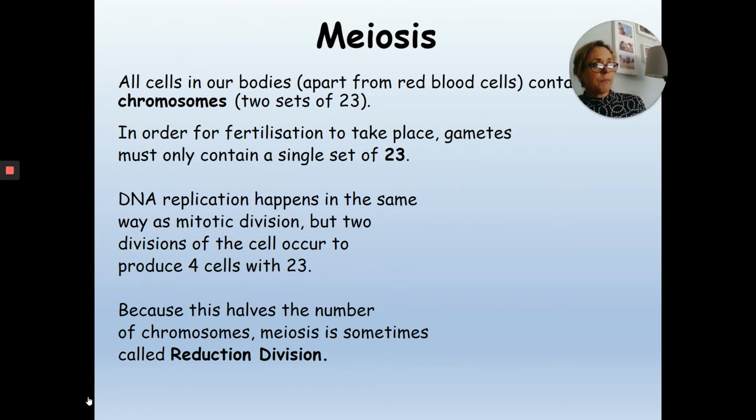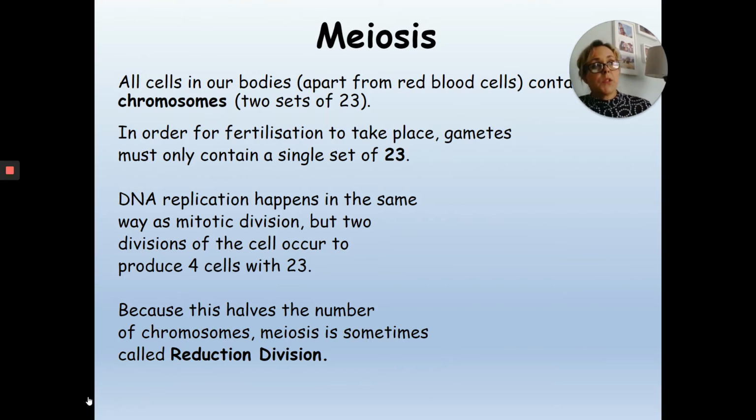So with meiosis, this is only actually used to produce gametes or sex cells. All of the cells in our body contain 46 chromosomes, or 23 pairs of chromosomes. All of them, I say, apart from your red blood cells, which don't actually have a nucleus. So in order for fertilization to take place, for these gametes to be able to fuse, they need to have just 23 chromosomes as opposed to 23 pairs.